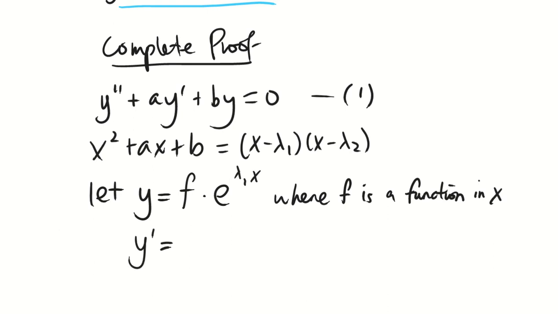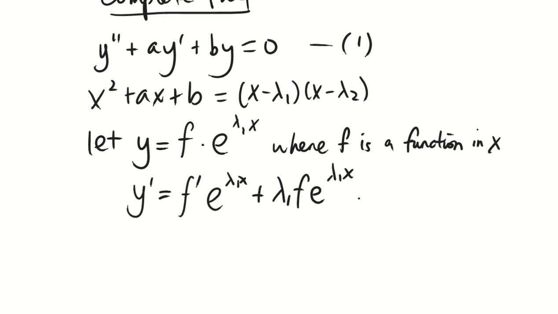Well, notice that f is not a constant anymore, but a function. So we have to use the chain rule. If we use the chain rule, we'll get something like this: f prime e to the lambda 1x plus f times the derivative of the second part, right? So that's lambda 1 f e to the lambda 1x. Well, let's simplify this because we know there's a common factor: f prime plus lambda 1 f, times e to the lambda 1x.